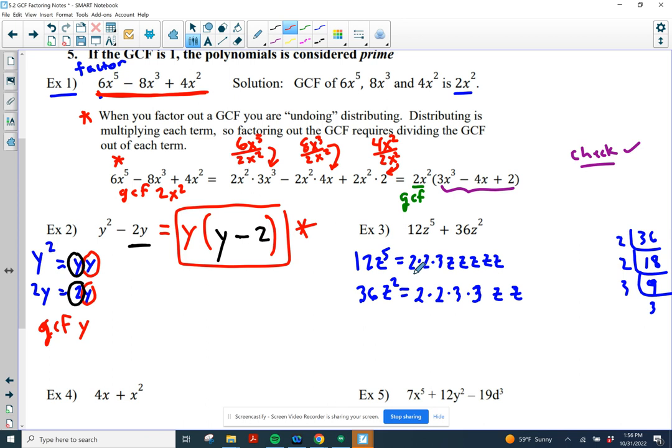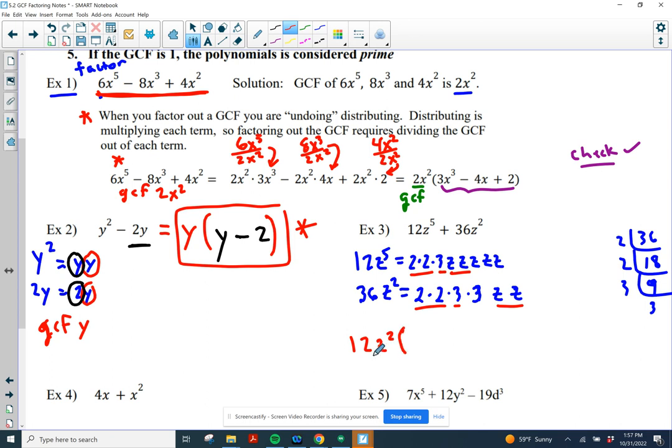Well, look at what they have in common. They have a pair of 2's, both of them. They have a 3. And then they have z squared. So our GCF is 12z squared. So we're going to write down the GCF, which is 12z squared.